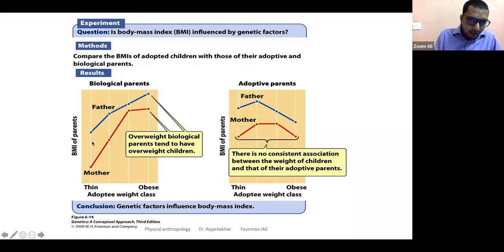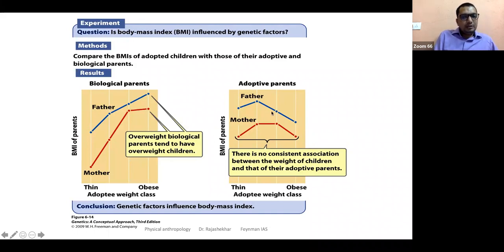You see a clear correlation as you move from left to right, thin to obese. There is a higher correlation of BMI with the parents. So the correlation between biological parents and the child sent for adoption increases with the BMI. You also notice there is a clear correlation with the biological parents. Overweight biological parents tend to have overweight children because there is a clear positive correlation. As obesity increases, the BMI also increases for the parents as well as the child.